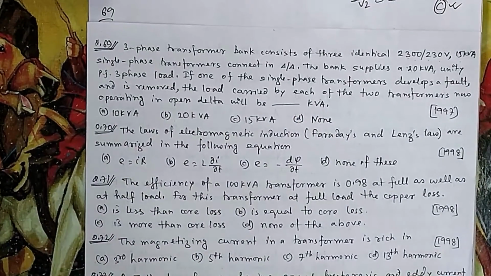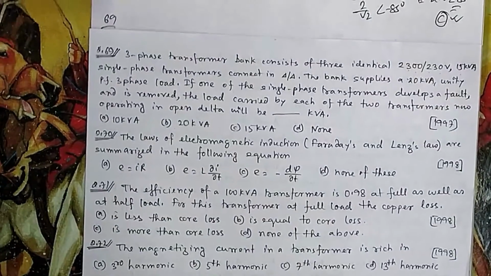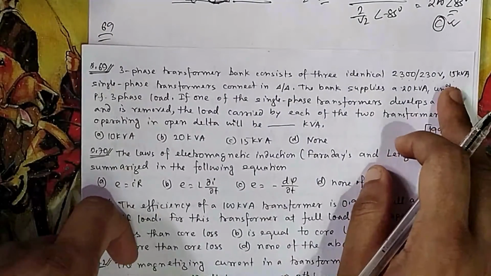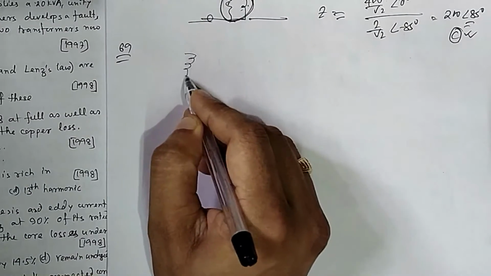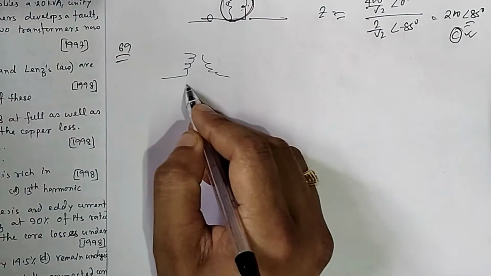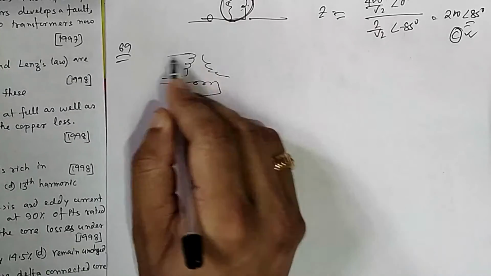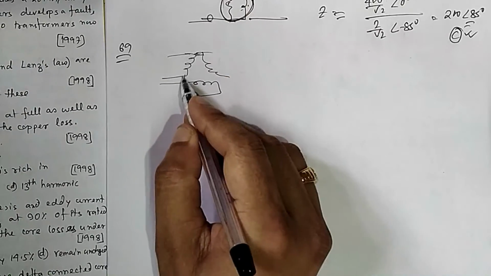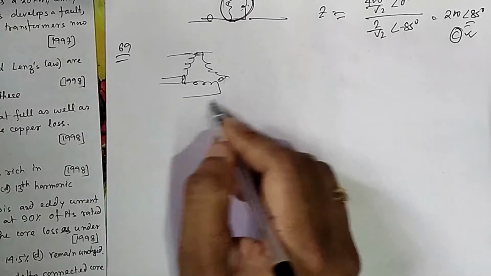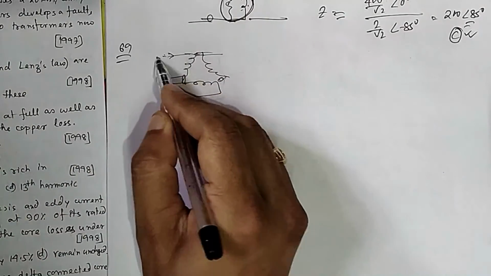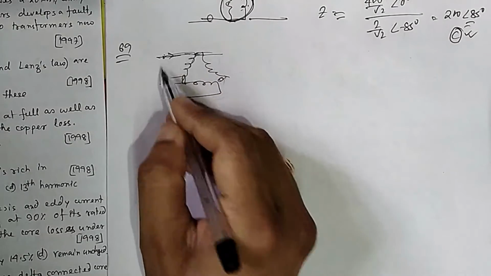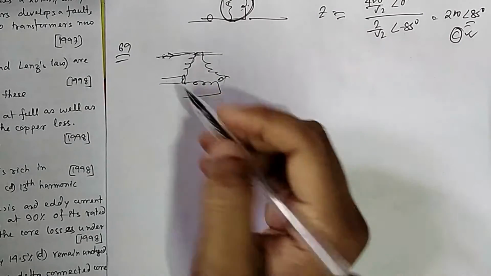Now if you see this one, each one is of 15 kVA. Don't think that the total will be 3 into 15, 45. No, not like that. Actually they are connected in delta. This is one single phase transformer, this is one single phase transformer, this is one single phase transformer. So now it is connected in delta. But when it is a single phase, the line voltage and phase voltage are the same in delta connection.